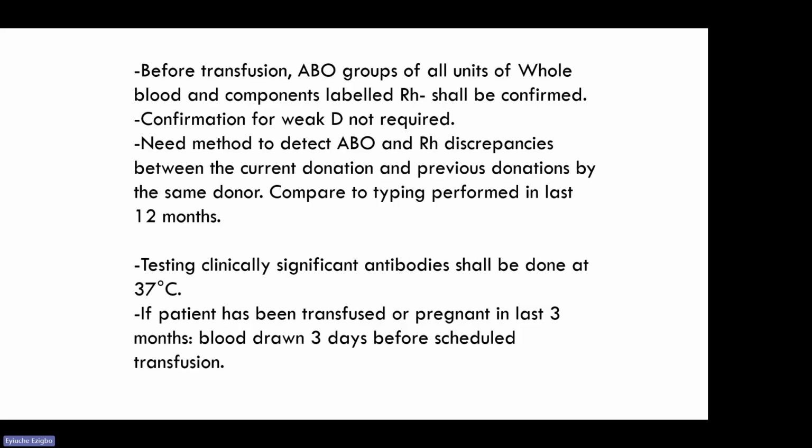Testing for clinically significant antibody shall be done at 37 degrees centigrade. If the patient has been transfused or pregnant in the last 3 months, blood is drawn 3 days before the scheduled transfusion. So the patient should be screened 3 days prior to the transfusion, so that you don't encounter new antibodies suddenly. Maybe the patient is already critical, needing the blood, and you are just identifying the antibody. So it's good to also plan the cross match early when you have a known patient that has been receiving transfusion repeatedly.